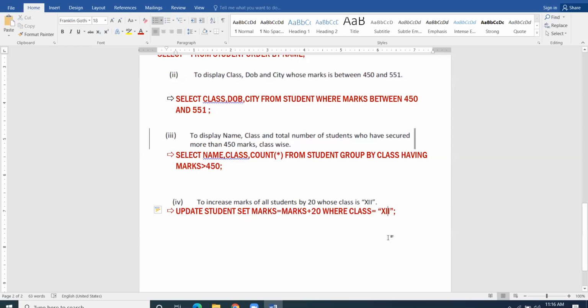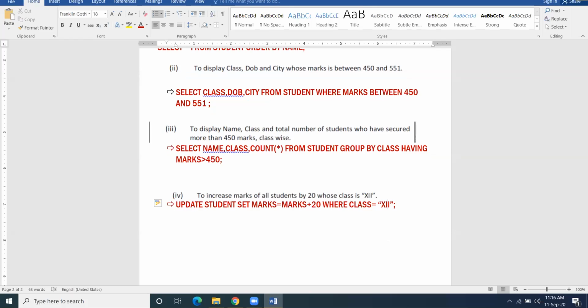Thoroughly clear? MySQL question is thoroughly clear to everybody? Ananta, Kriti, Tanish, Avneet. That's very nice.